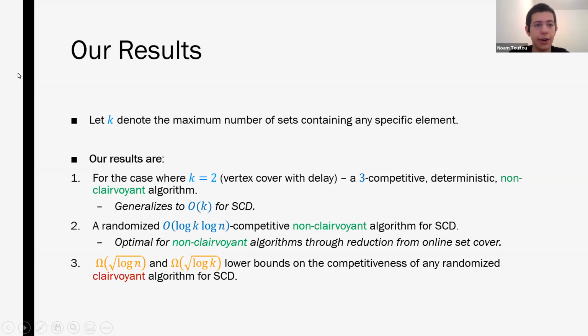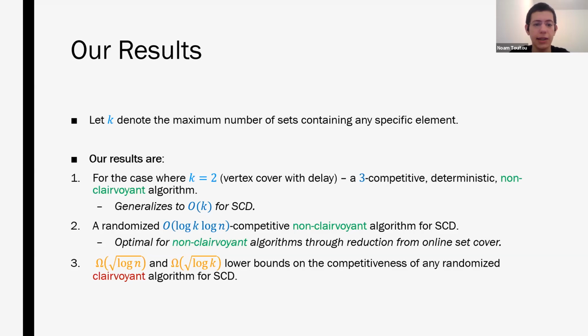Our results are as follows. Denoting by k the maximum number of sets containing any specific element, we first show, for the case where k equals 2, which is also called vertex cover with delay, a 3-competitive, deterministic, non-clairvoyant algorithm. But unfortunately, that algorithm, while it is constant competitive for the special case where k equals 2, doesn't generalize well for the general set cover with delay problem.